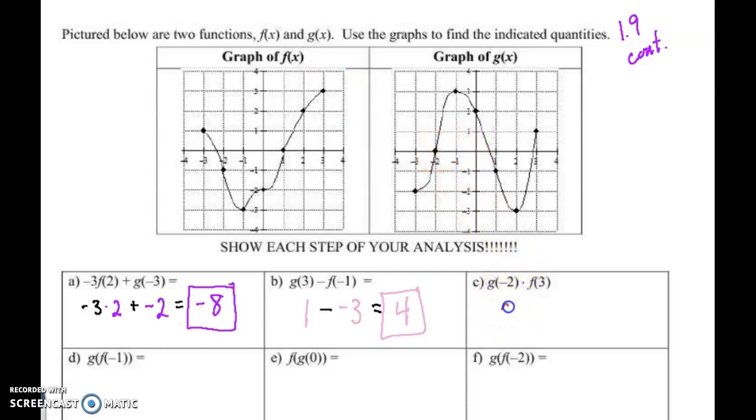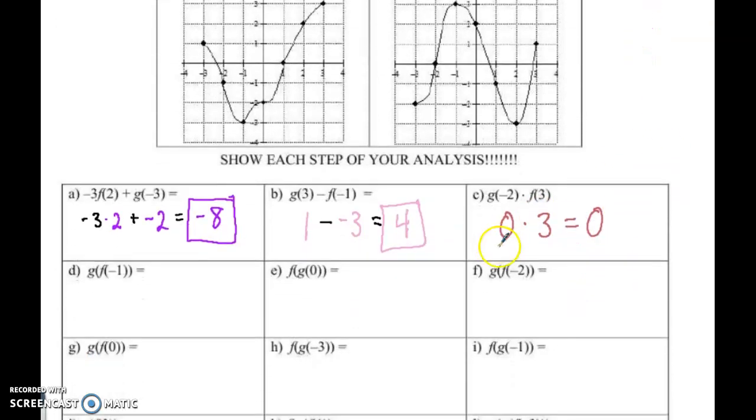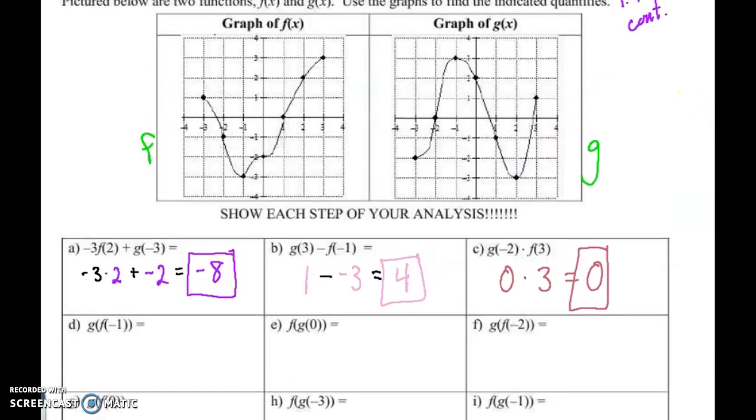So g of -2 is 0. f of 3 is 3. Well, 0 times 3 is still 0. And as I scroll, maybe I should put off to the side that this is my f function, this is my g function, so I'm not messing up as I move forward.